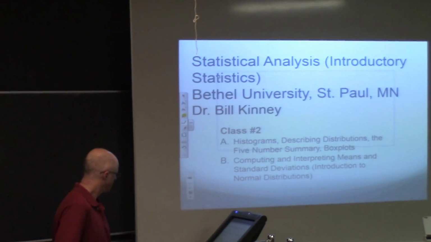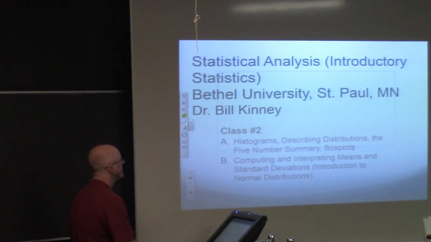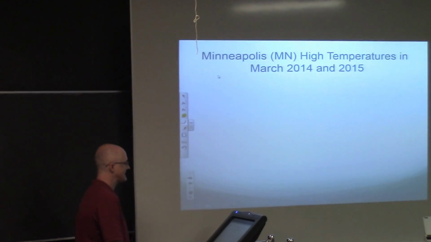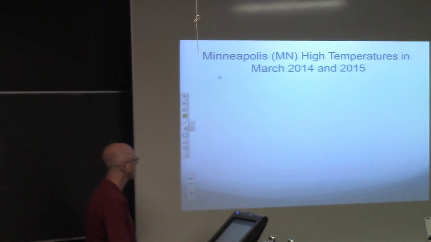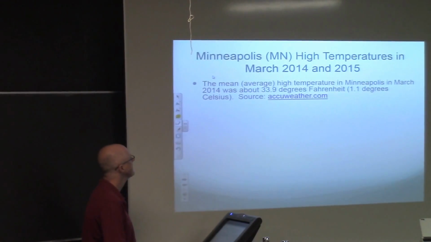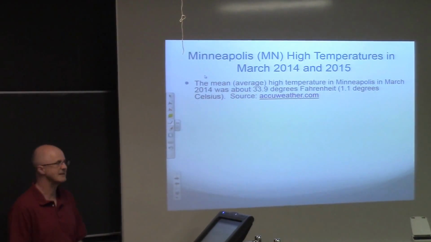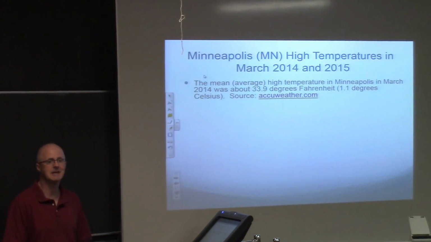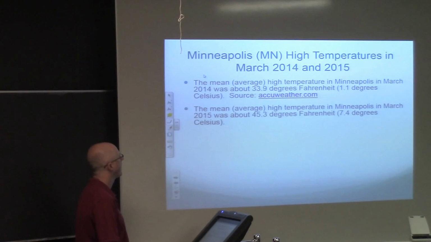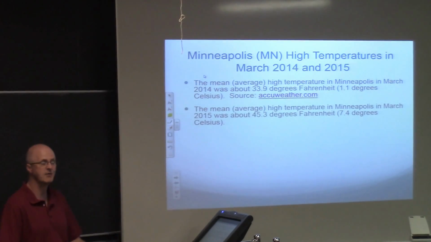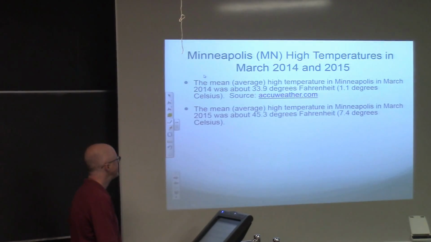All right. Well, let's review quickly what we did last time. So we were looking at Minneapolis high temperatures from March 2014 and 2015. We saw, well, you didn't see, I'm telling you that the average high, the mean high in 2014 was 33.9 degrees Fahrenheit, whereas in 2015 the mean was higher, 45.3 degrees Fahrenheit.